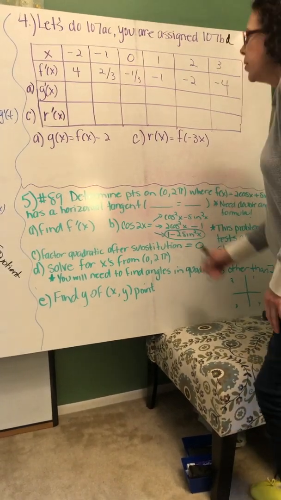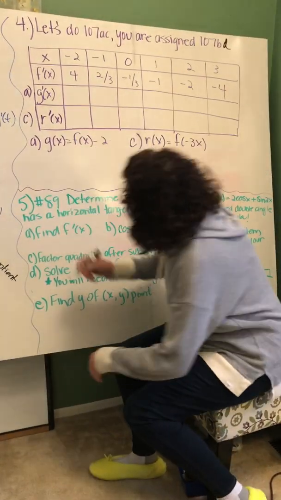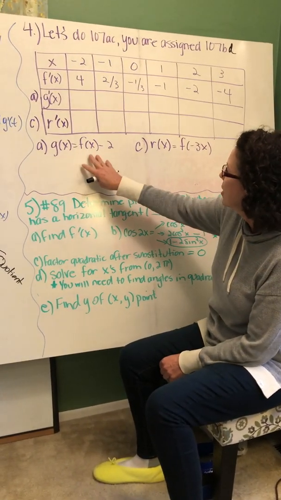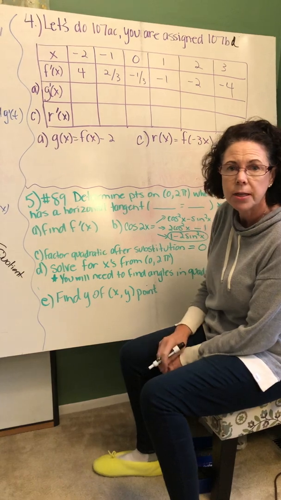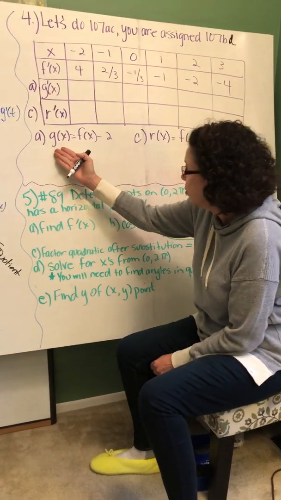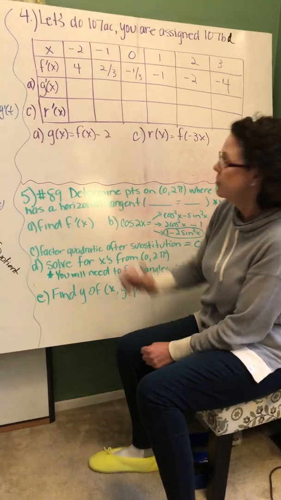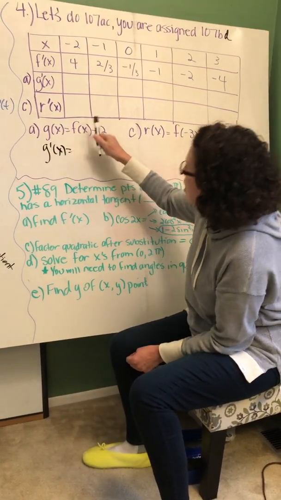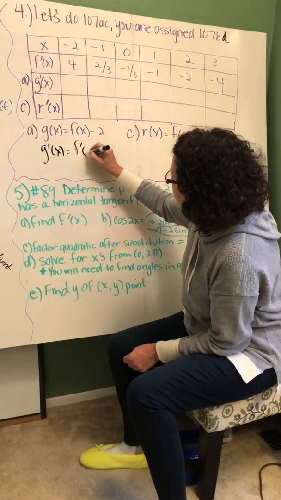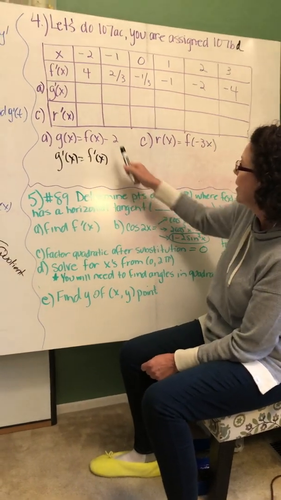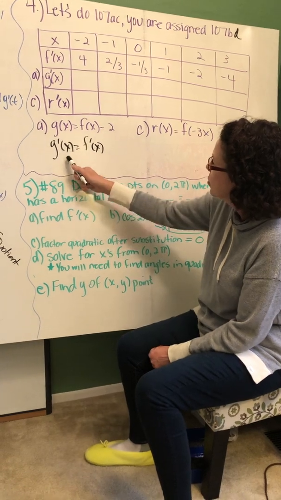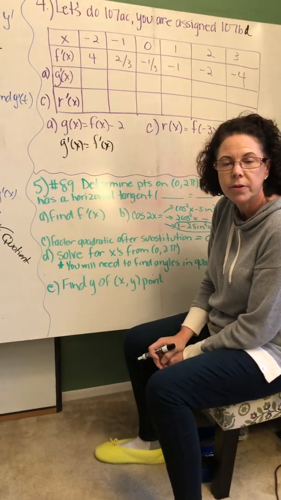So what do I do? Here's g of x equals f of x minus 2. Now, they want the derivative of g, so I'm just going to take the derivative of both sides of the function. That would be the derivative of g equals the derivative of f, and the derivative of minus 2 is 0, right? Because it's a constant. So notice that the derivative of g actually equals the derivative of f.